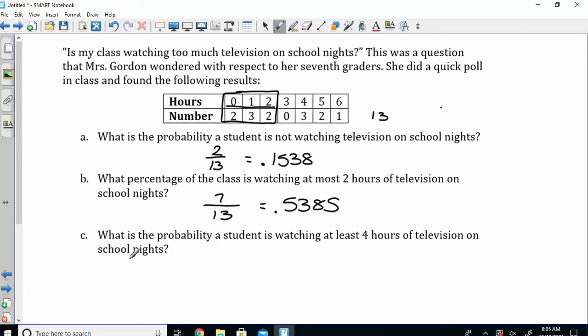What's the probability the student is watching at least 4? What does that mean? 4 and higher. So 4, 5, and 6. So that would be 6 out of the 13 total students, or 0.4615. So we didn't have to go to the table or to the formula sheet and find any special formulas for this. If I have the original data, a lot of times we can just look at it and figure it out.